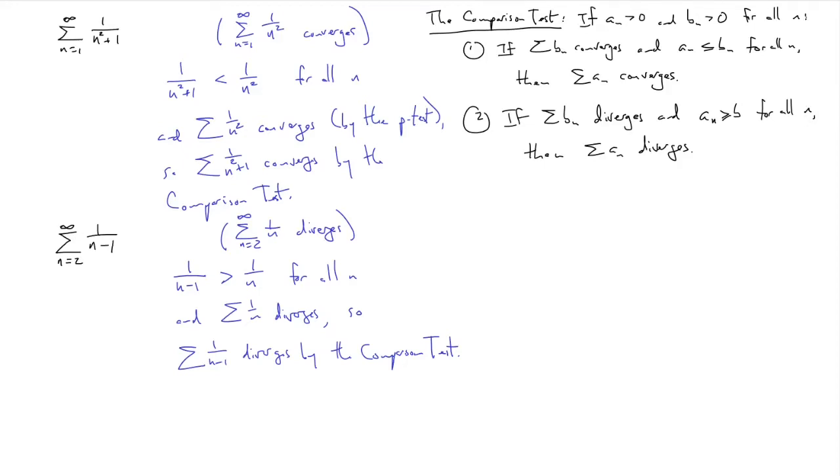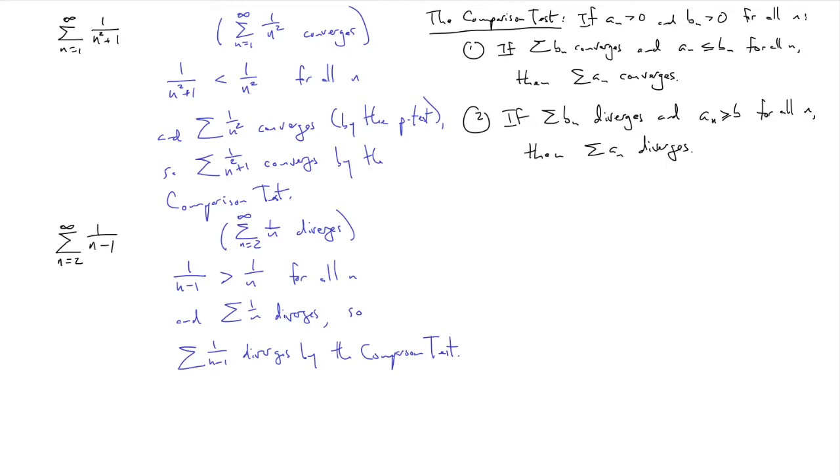One possibility is we have some series b sub n that converges, and we have some series a sub n where the terms are less than or equal to the terms of that series. Then we know that the series a sub n converges. But what if we have some series b sub n that converges, and the terms of a sub n are greater than the terms of b sub n? Then what do we know? Absolutely nothing.